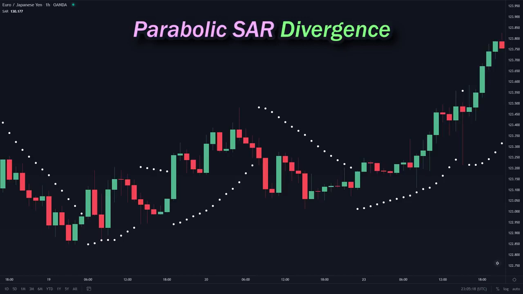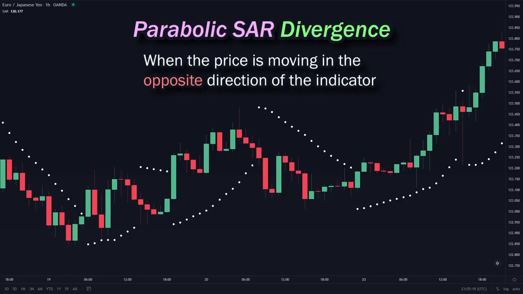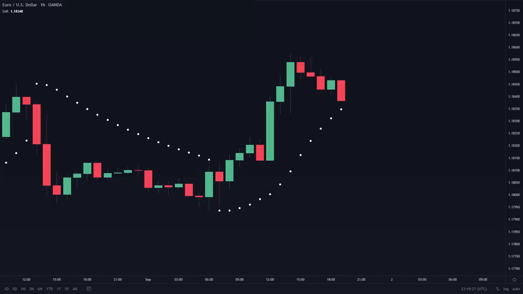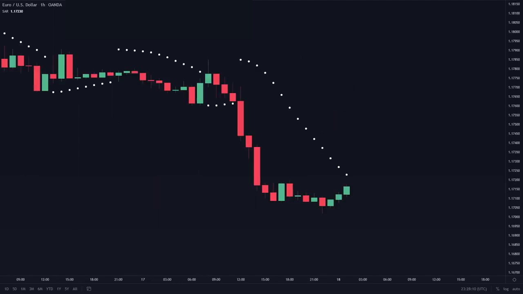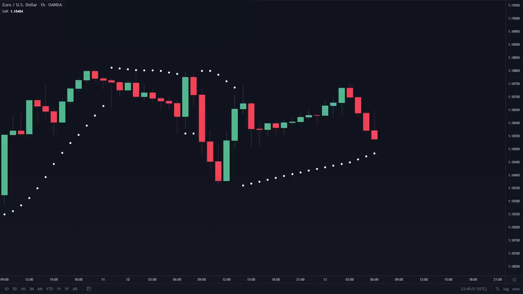So a parabolic SAR divergence is when the price is moving in the opposite direction of the indicator. Let me show you an example. Usually, if the price is heading upwards, the parabolic SAR will follow that direction and also head upwards. Similarly, if the price is heading downwards, the parabolic SAR will follow that direction and also head downwards. However, there are times where they move in the opposite direction instead.